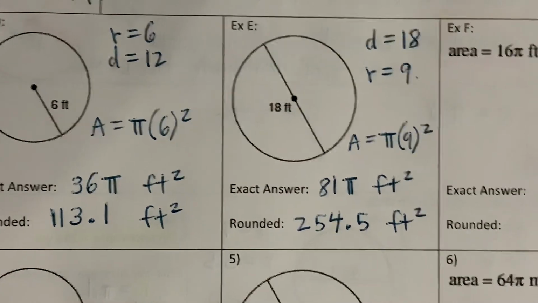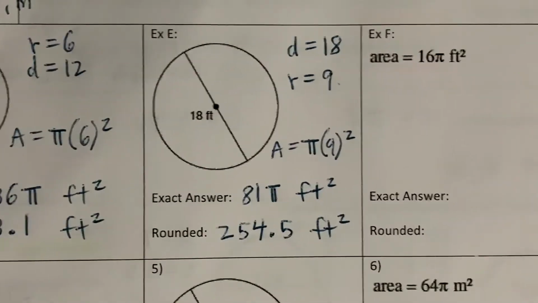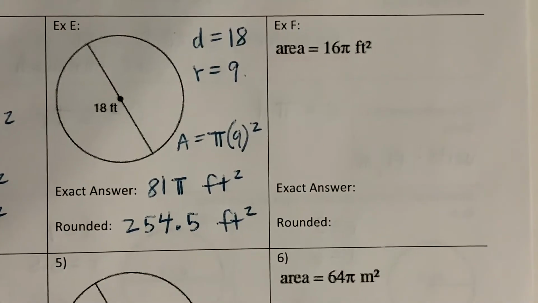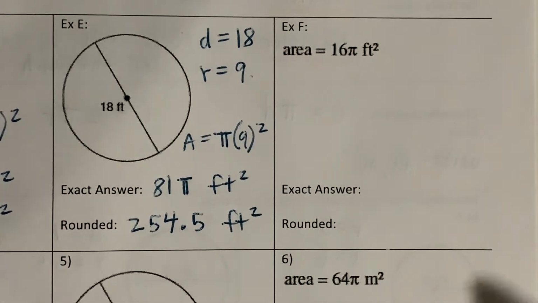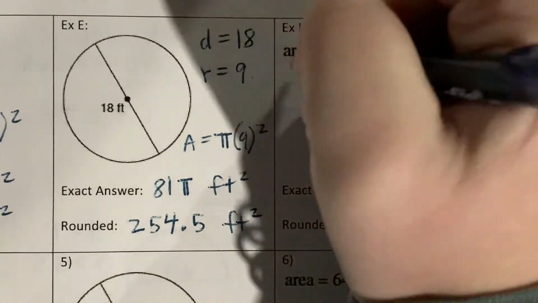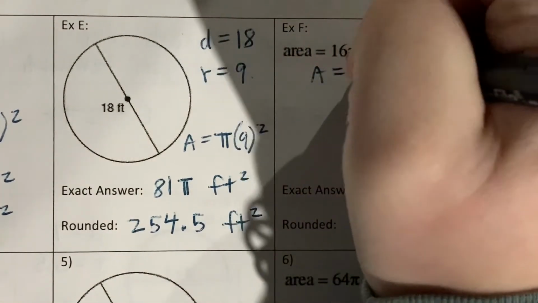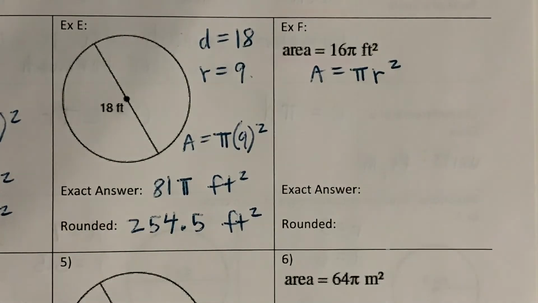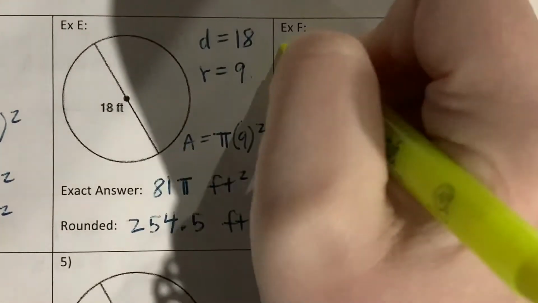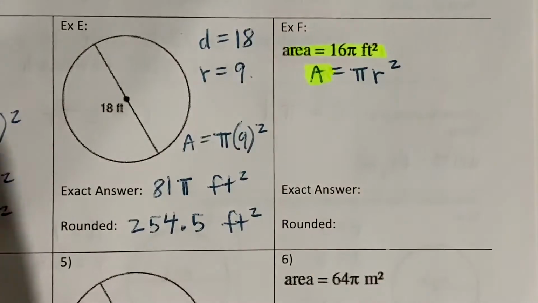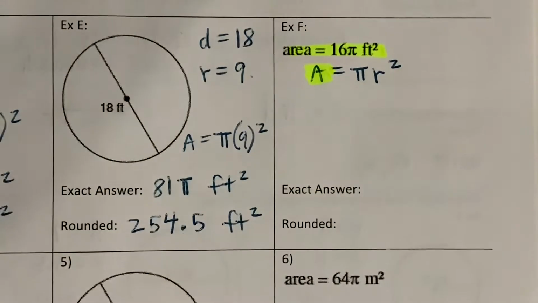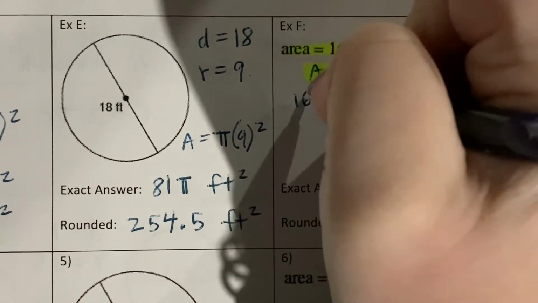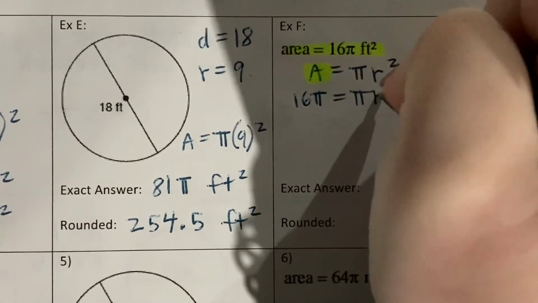And then example F is going to be one where we work backwards. So you'll notice now I'm not given a circle with the radius or the diameter given to me. Now I'm given area. So let's start by writing our formula. Area equals pi times radius squared. And then we can plug in what we know. We know our area, right? Our area is given to us. So let's plug that in for A. So I'll have 16 pi equal to pi r squared.